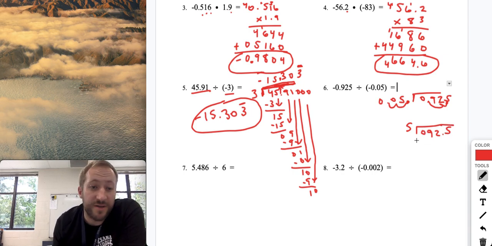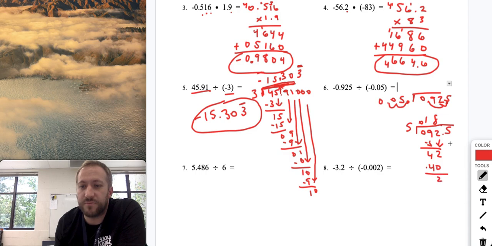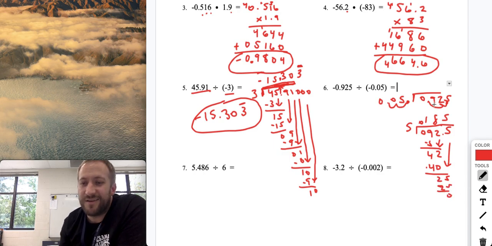So I'm going to go ahead and start dividing. 5 into 0 goes 0. 5 into 9, however, goes once. 5 times 1 is 5. Subtract, I get 4. Bring down the 2. 5 into 42, that goes 8 times. 5 times 8 is 40. Subtract and get 2. Bring down the 5. 5 into 25 goes 5 times. 5 times 5 is 25. Oh, and I end up with 0. Excellent. That's great. So I'm done.